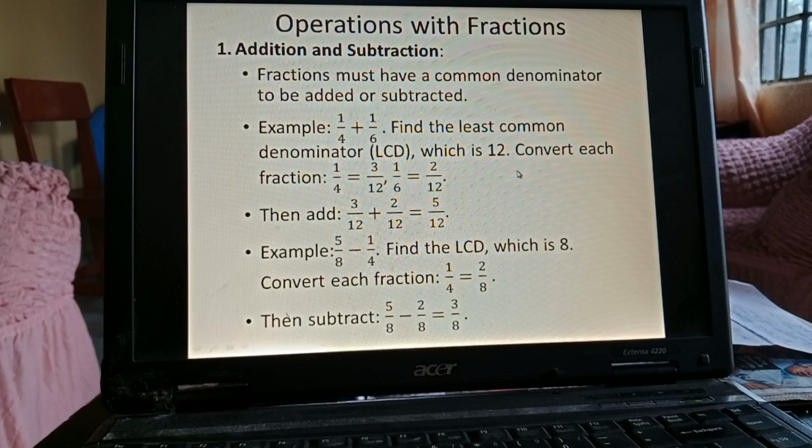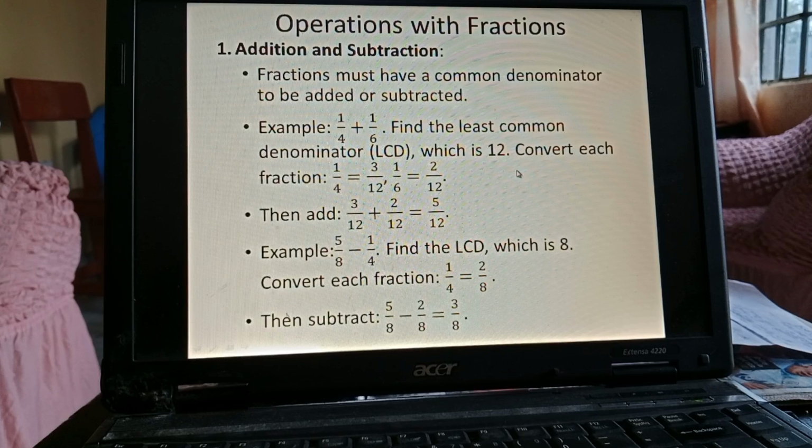Operations with fractions. So we have 4 operations in mathematics: addition, subtraction, multiplication, and division. The first thing we do is consider addition and subtraction with fractions. Fractions must have a common denominator to be added or subtracted.